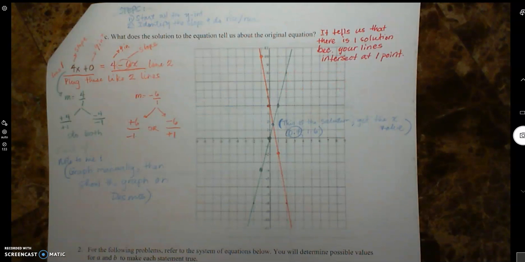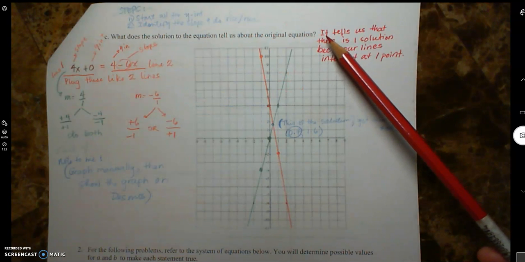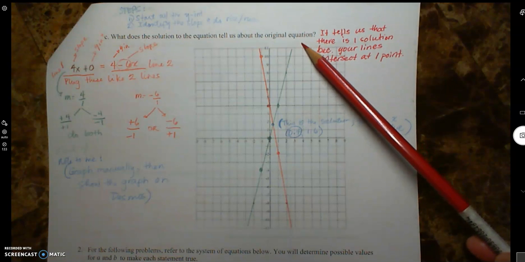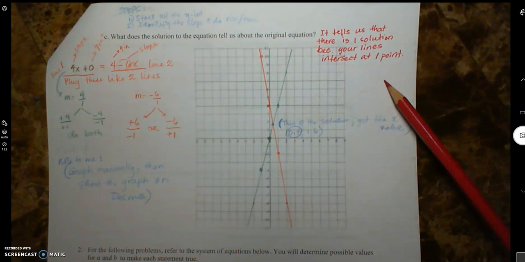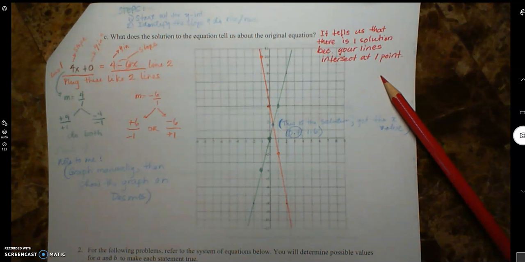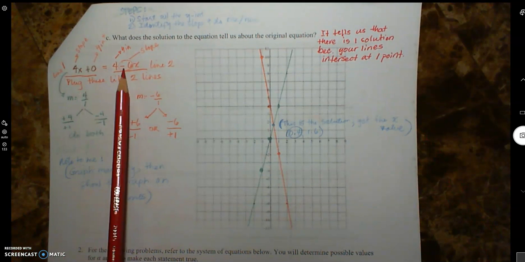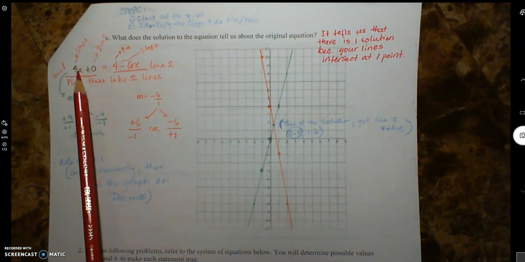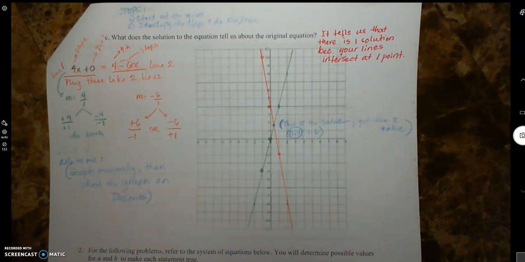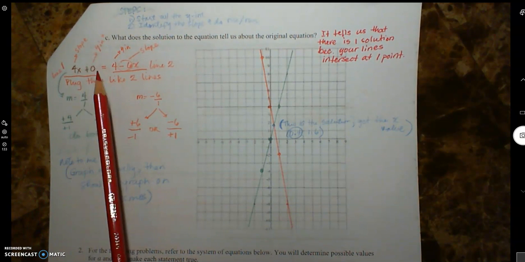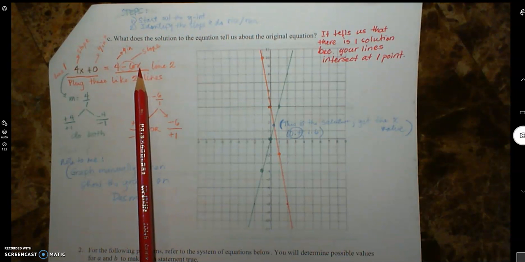Before we go into the next question, I just want you to keep in mind this equation because we're going to use it for our next question. Okay, next question. What does the solution to the equation tell us about the original equation? Well, it tells us that there is one solution because your lines intersect at one point. What do I mean by lines? This is the equation, and we're going to plug this in as one line on Desmos. We're going to plug this in as another line on Desmos.